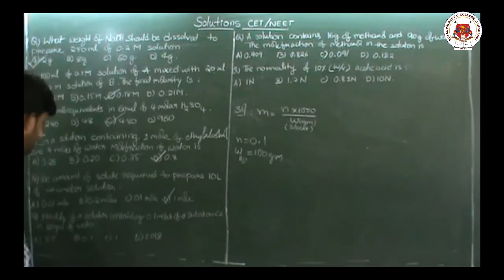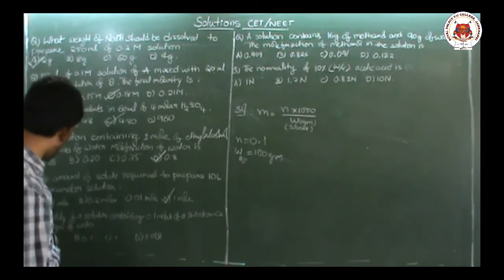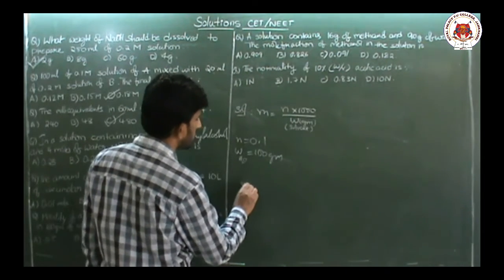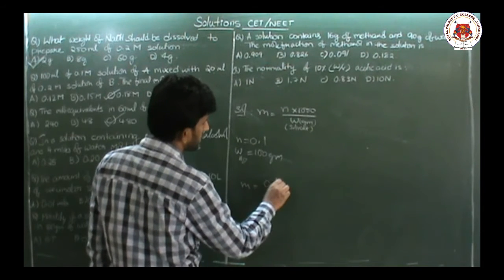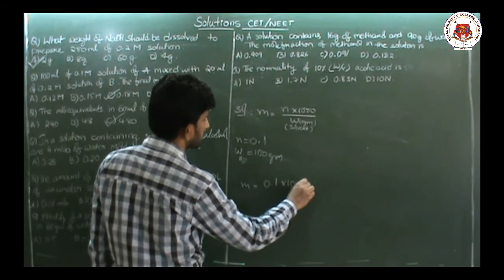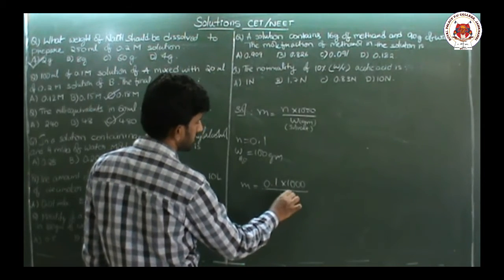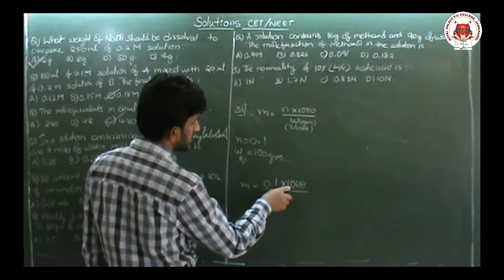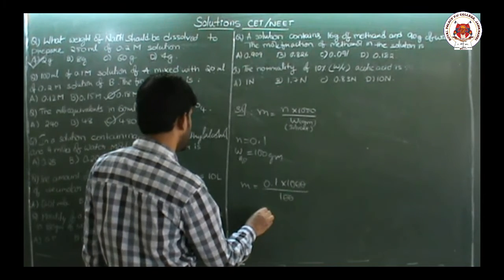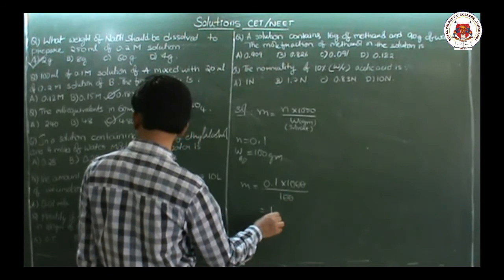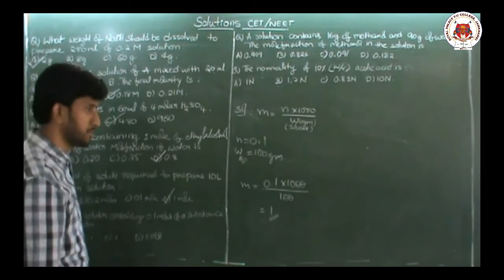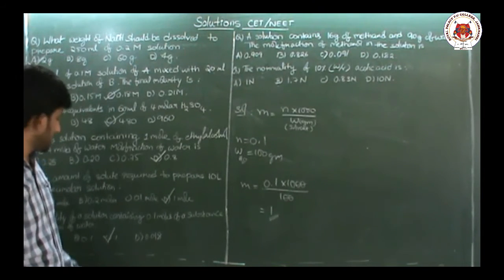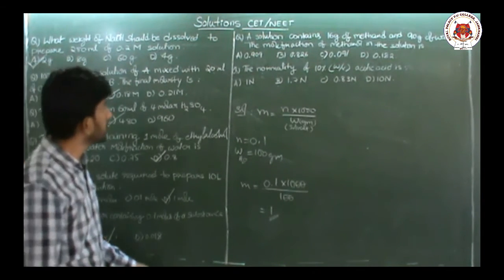So in the question they have given 0.1 moles and water is 100 grams. Substitute them. Molarity is equal to number of moles, 0.1, into 1000 divided by 100. These two zeros cancel. This is 10 power minus 1. Means what is the answer? Answer is 1. 0.1 into 10 is 1. So the option C, that is 1. Okay. Next question.